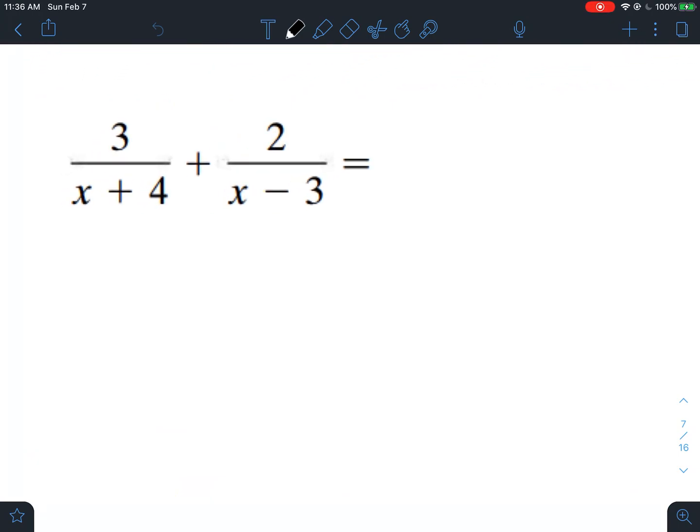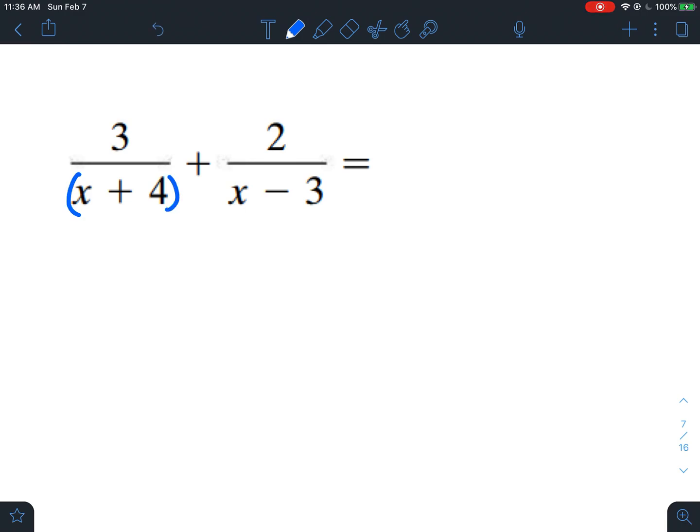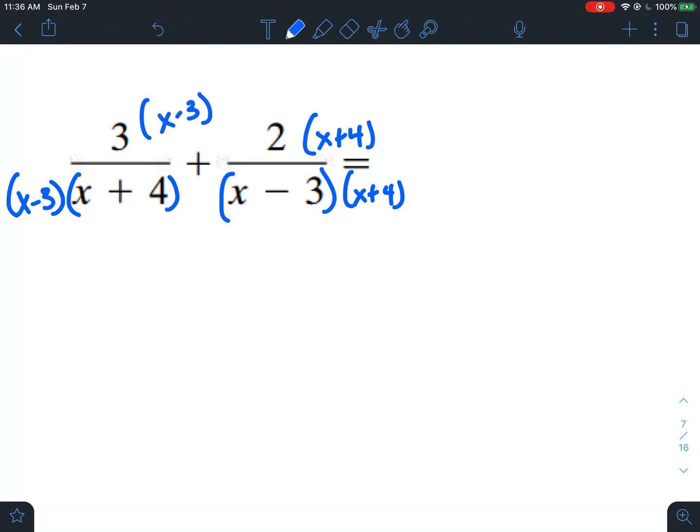So right now, it is in its partial fraction decomposition. If we wanted to put these together into one fraction, we would need a common denominator. Since our denominators are binomials, the first binomial is missing the x minus 3 binomial, and the second denominator is missing the x plus 4 binomial. So to get a common denominator, we would multiply each denominator by the binomial it's missing, and the numerator.